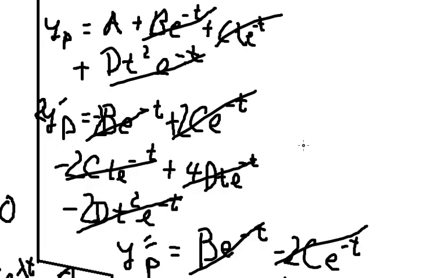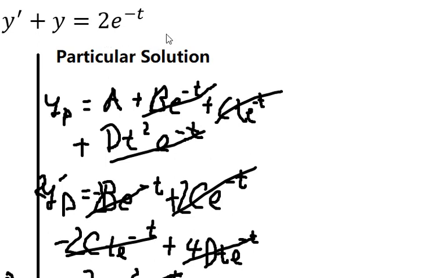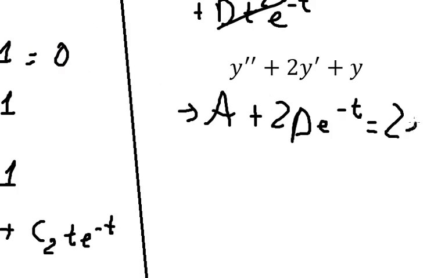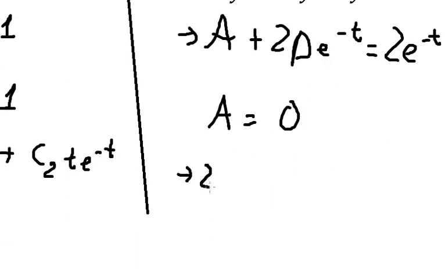And we know that this one is equal to this one. So because we don't have a, that's the constant, so a equals number 0. We have the same e to the power of negative t. So we have 2d equals number 2. And now we find the value of d equals number 1.